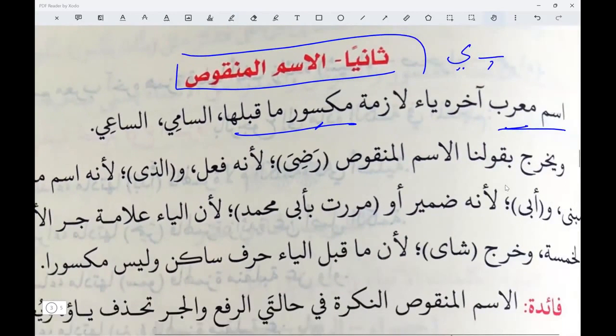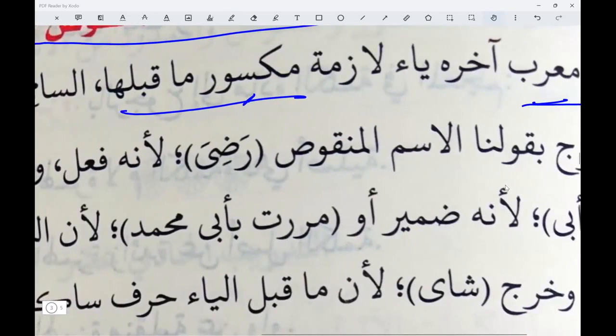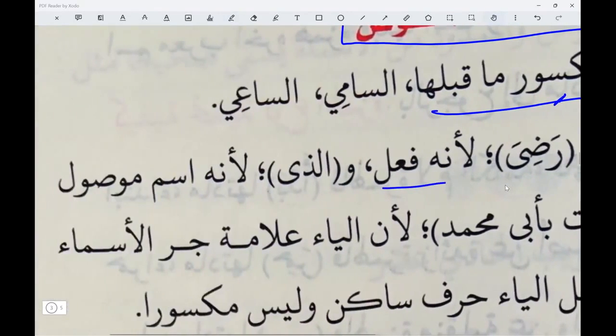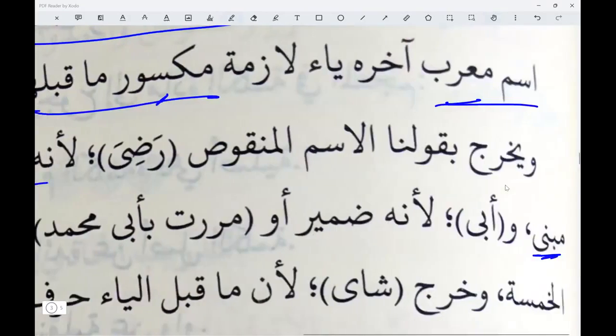Make sense? Again, let us read it. It says يخرج بقولنا الاسم المقصور راضية. So راضية goes outside of الاسم المنقوص. Why? لأنه فعل, because it is a فعل. الذي. الذي is a noun. But why is it not included? Because what? It is مبني. We talked about this, guys.